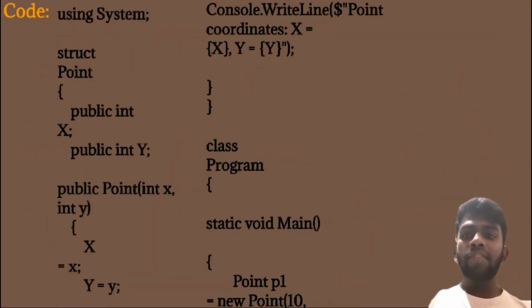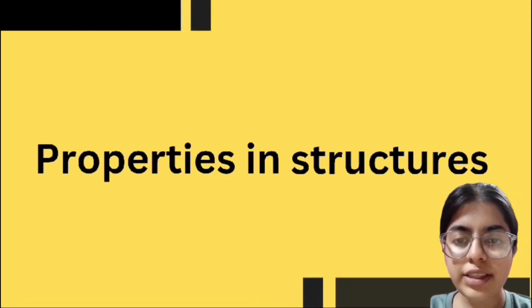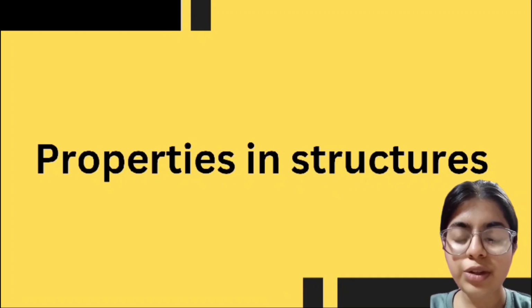First we are declaring variables x and y, then a constructor to initialize the structure. Then we are creating a method to display the point. Then we are creating an instance of the struct, then displaying the point, and lastly we are accessing the field directly. That's all.